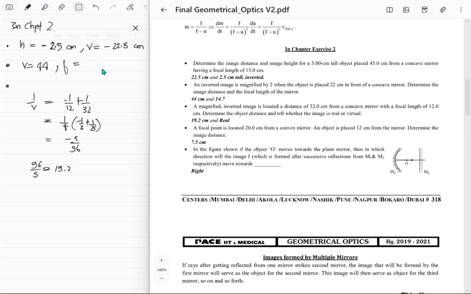And of course, focal length is not this thing. You are saying focal length is 14.7. Well, we got v equal to 44, and then 1 upon u is negative 1 upon 22.